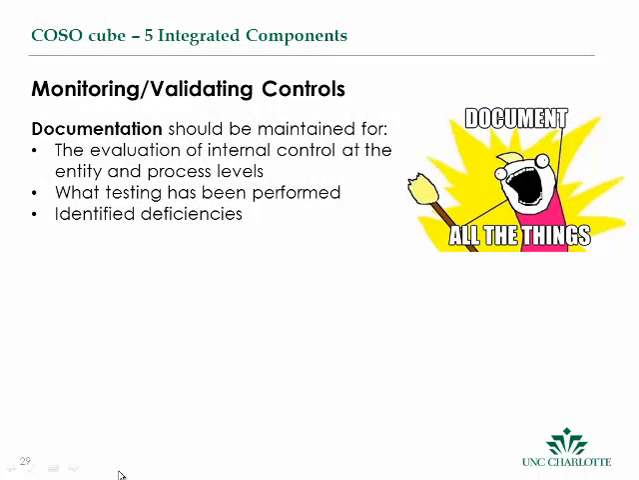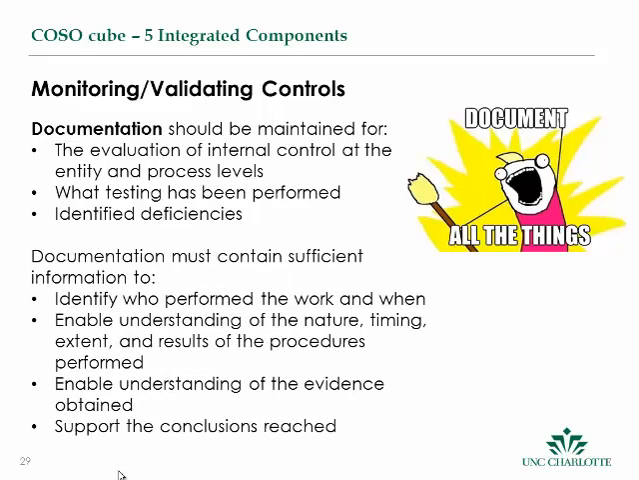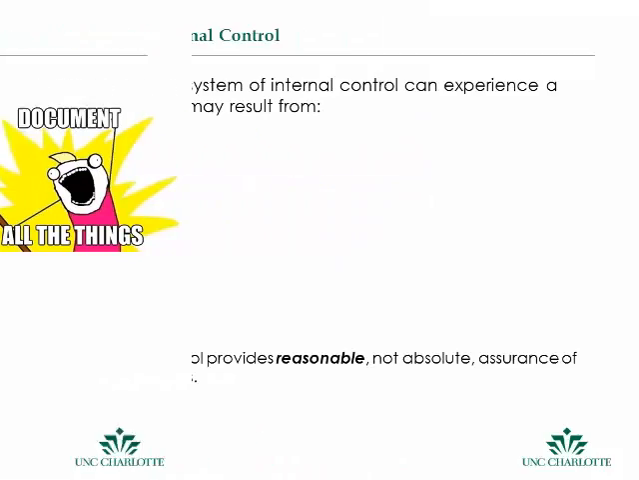Finally, when monitoring and validating controls, several key items should be documented, including the evaluation of internal control at the entity and process levels, what testing has been performed, and identified deficiencies. Documentation must contain sufficient information to identify who performed the work and when, enable understanding of the nature, timing, extent, and results of the procedures performed, enable understanding of the evidence obtained, and support any conclusions reached. Remember that documentation is key to both establishing controls and monitoring them. Without clear documentation, controls become uncontrollable.